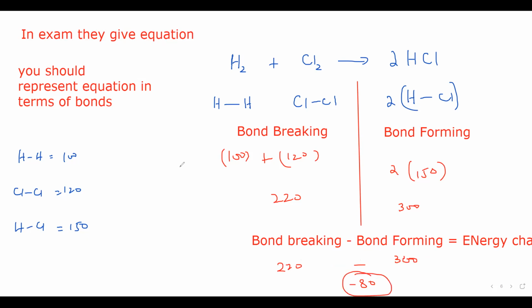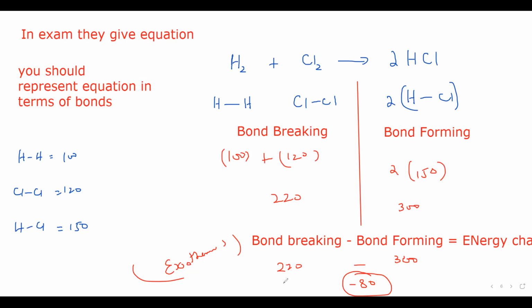Which reaction is this, exo or endo? The energy change is negative. So because the energy change is negative, this shows that the reaction is exothermic. An exothermic reaction means it will release energy. So you have to show the bonds first, and then you will calculate according to the given question.